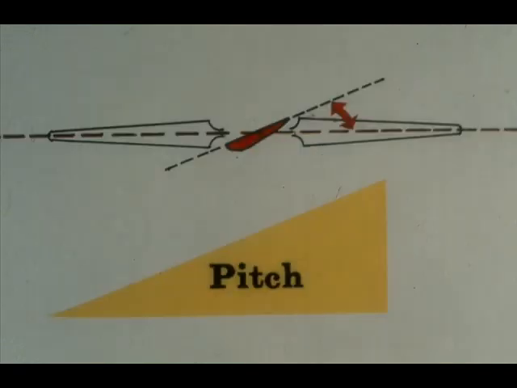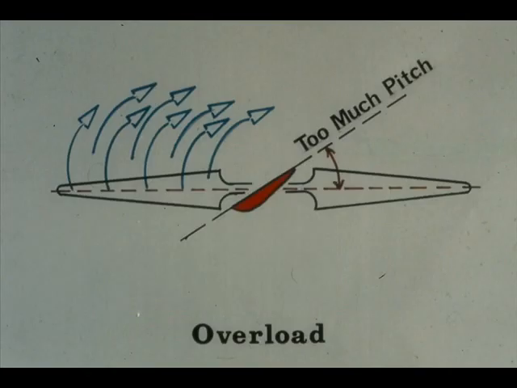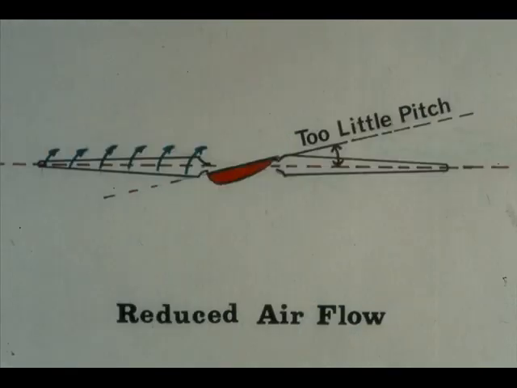However, as you can see, the blades are set or pitched at an angle to this line. This angle is called the pitch of the blade. It is specified by the manufacturer and is considered an extremely important adjustment. Too much pitch moves lots of air, but overloads the driver. Too little pitch takes the load off the driver, but it reduces the flow of air through the fan.